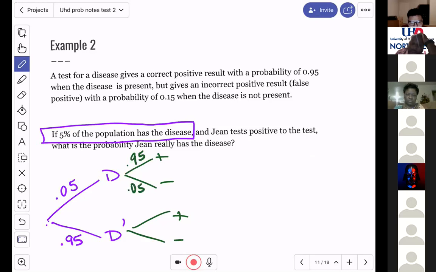But it also gives an incorrect positive result. Where is that going to occur at? In the D prime and positive, which is the bottom. Positive is going to be 0.15, which means it's correct how often? 0.85.